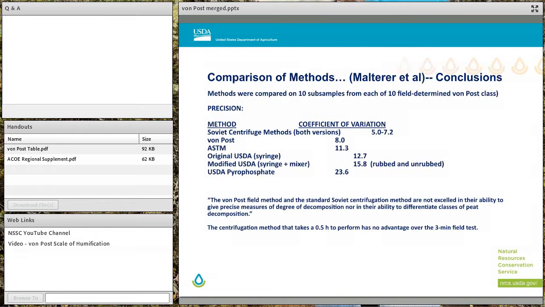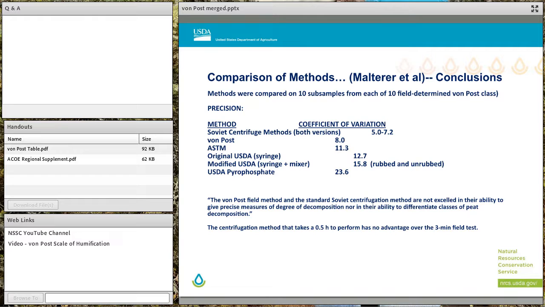So in this comparison of methods study, they used 10 master samples, you might say, selected to be in the center of each von Post class as much as possible. Then they did repetitions. Apologize for these slipping here, but I think you can tell. We're using these different methods to look at the variability, the precision. When you do repeated measurements, how precise is it? How predictable are these methods?